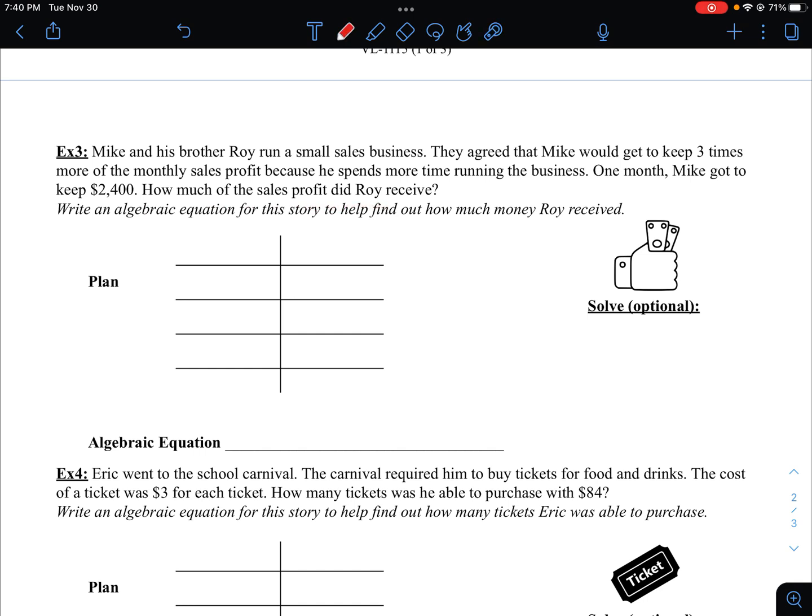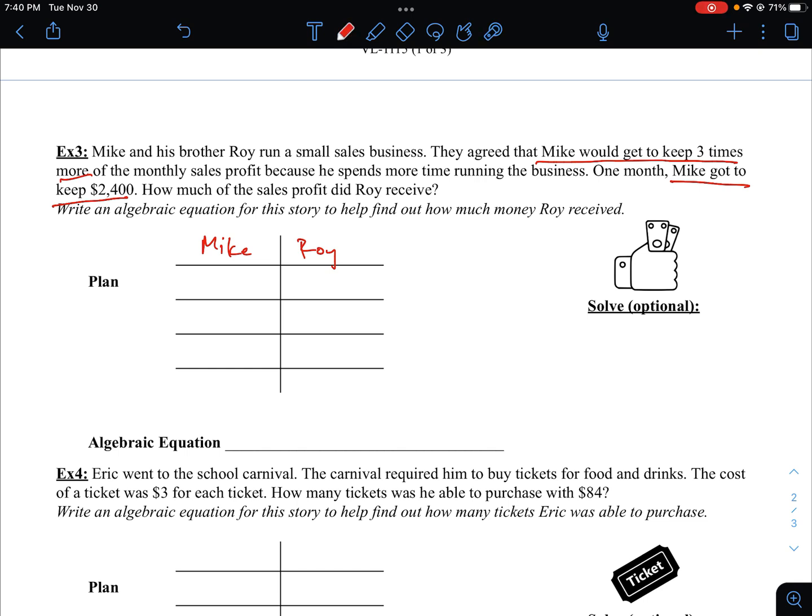So they both run the business. Mike gets to keep 3 times more. Let's see. Mike got to keep $2,400. How much did Roy receive? Well, in this case, we've got Mike and we've got Roy. And we know that Mike gets to keep 3 times more than Roy. So let's put in some information.